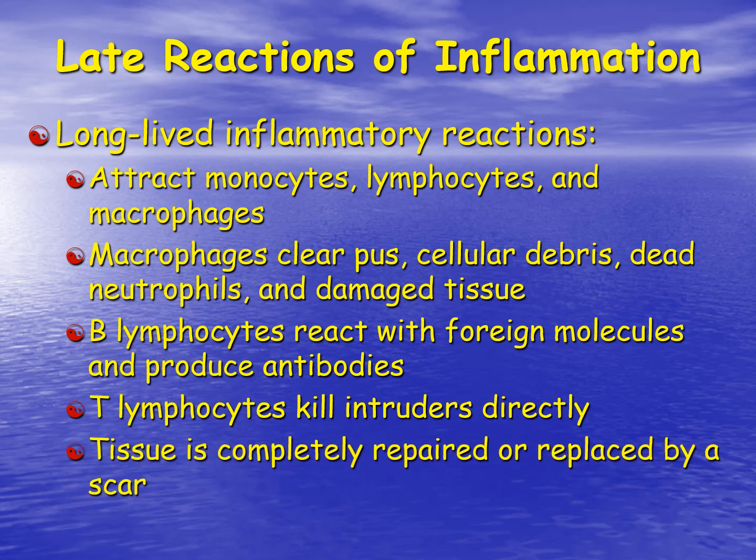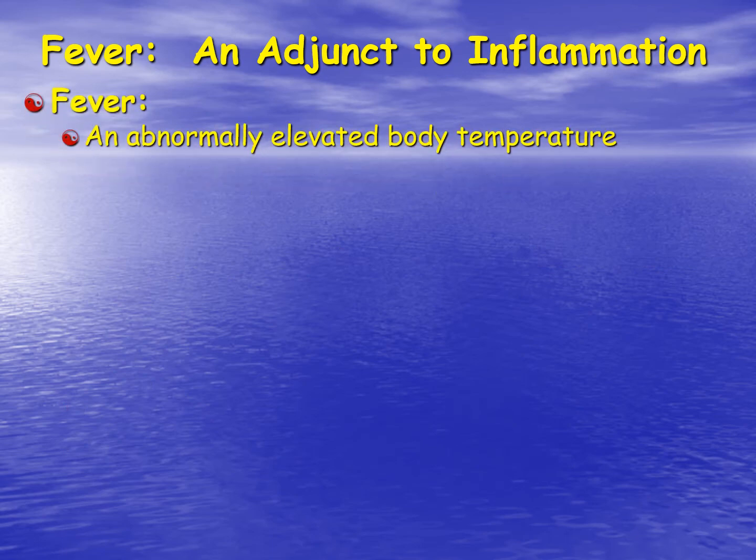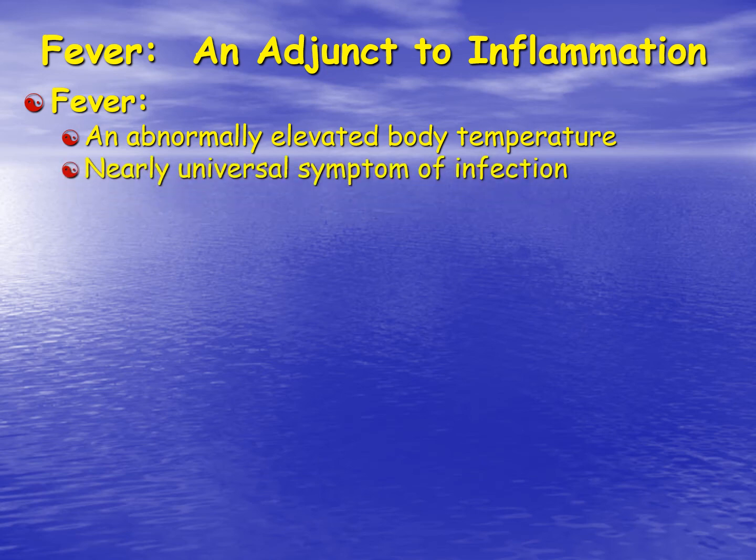Once we clear up all of the cellular debris, the dead and dying stuff, fibroblasts from the surrounding connective tissues begin to aggregate, lay down connective tissue fibers, and actually form scar tissue. Systemic fever is an adjunct to inflammation. It's abnormally elevated body temperature and is nearly always a universal symptom of infection.